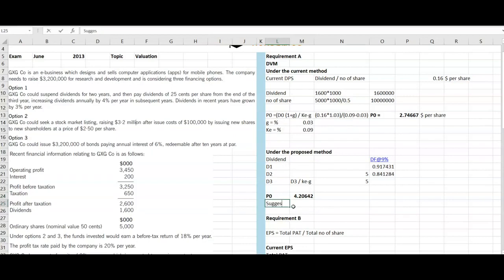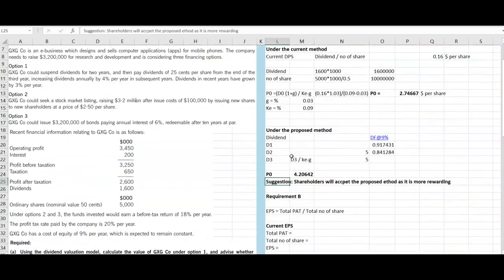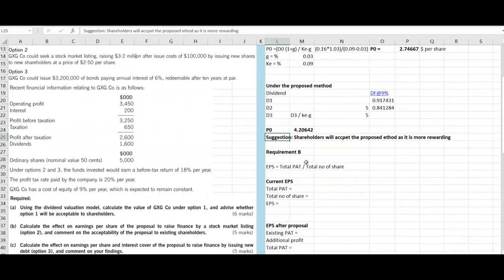So the suggestion would be: shareholders will accept the proposed method as it is more rewarding. Okay, so that's what they would do, and that's about this problem. So ensure that you understand this method, and we are good to go. We'll move on to the next problem.